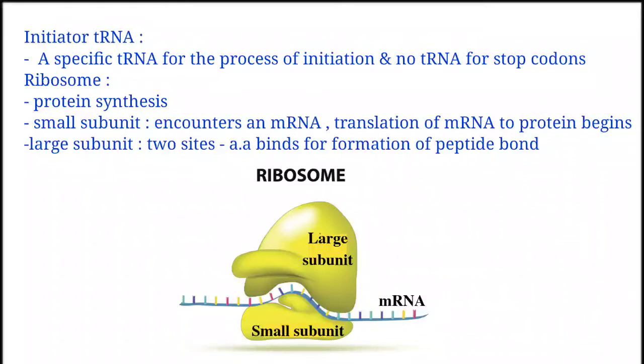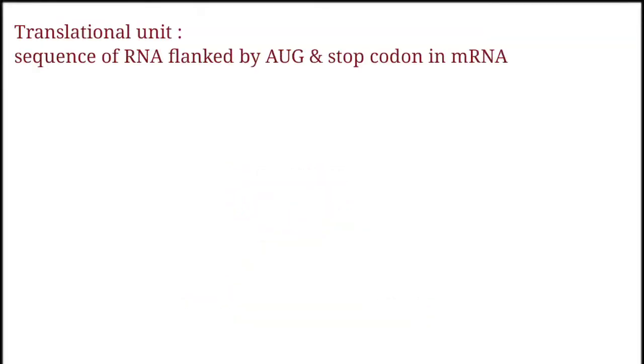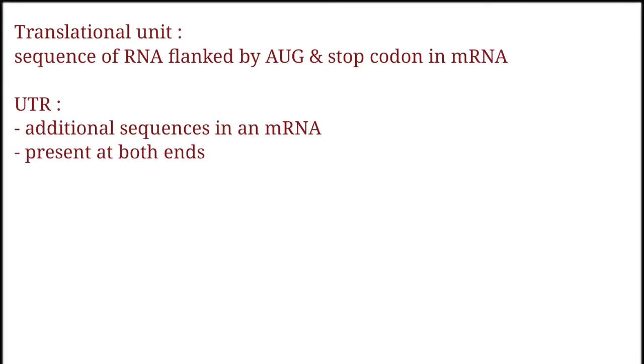When the small subunit encounters an mRNA, translation of mRNA to protein begins, and the large subunit consists of two sites where amino acids can bind and be close to each other for the formation of a peptide bond. So the ribosome acts as a catalyst as well. Okay, as we learned about the transcriptional unit, let's learn about the translational unit.